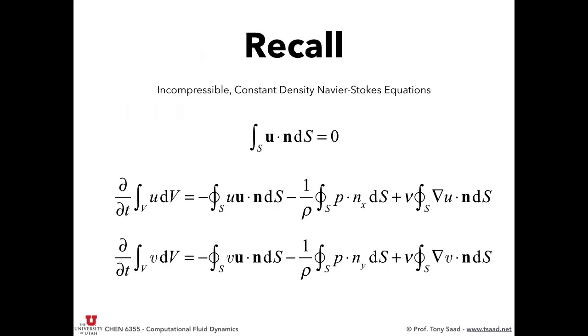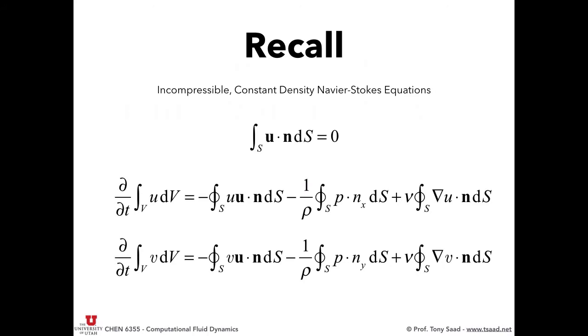Okay? So first recall the incompressible constant density Navier-Stokes equations. We're dealing with 2D, but the same thing applies in 3D. It's just an extension one more direction. Mass conservation, the integral over the surface of a control volume, u dot n ds equals 0. X momentum, so you see the u, and the y momentum, you see v velocity.